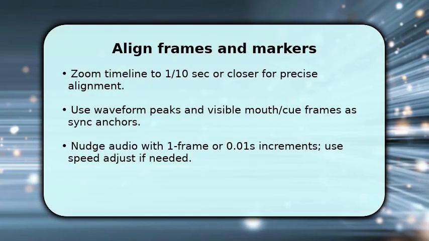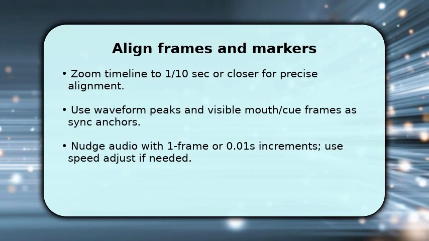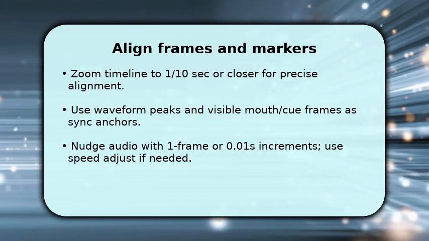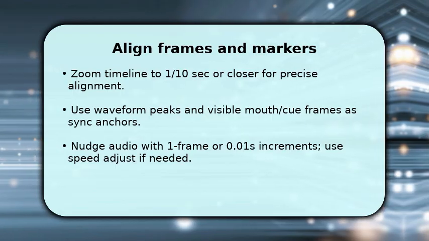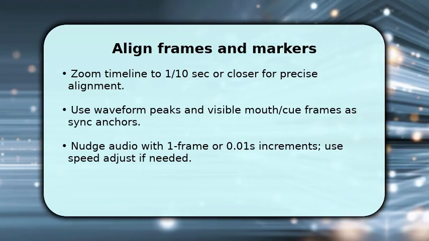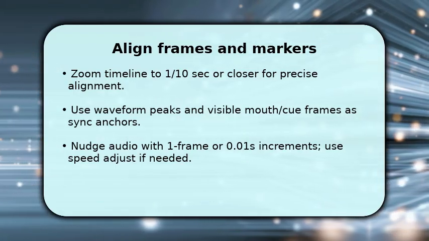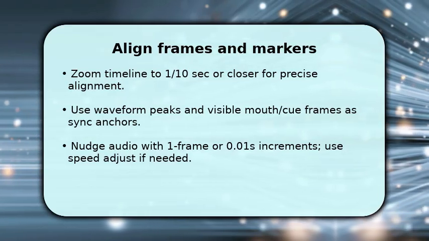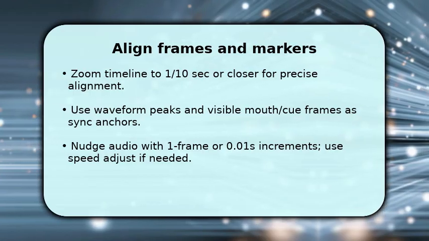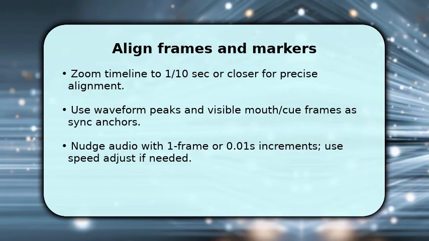Now zoom in tight on the timeline so you can see waveform peaks and individual frames. This precision is key. Match a clear audio spike, like a clap or consonant, to the exact frame where lips close or a hand hits a surface, and use that as your anchor. Nudge the audio left or right in single frame or 0.1 second increments until the action lines up.